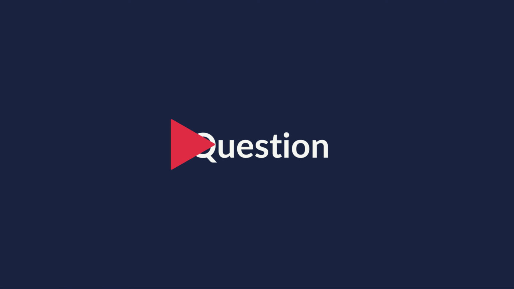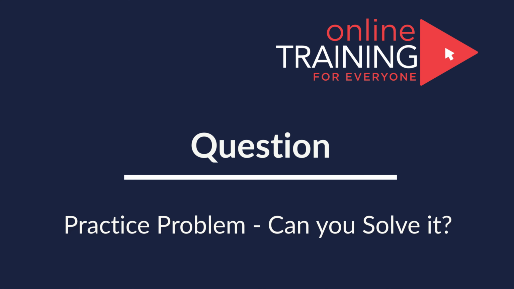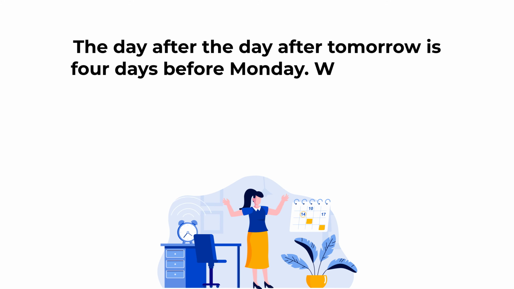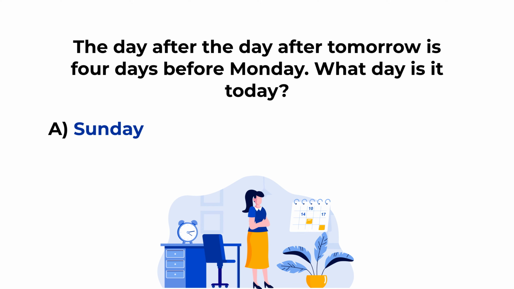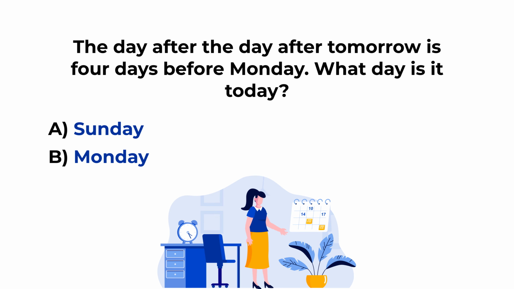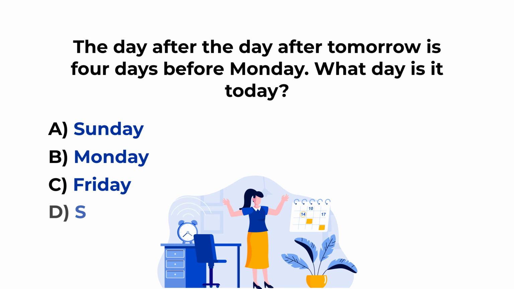Here's a practice problem for you. The day after tomorrow is 4 days before Monday. What day is it today? You have 4 different choices. Choice A, Sunday. Choice B, Monday. Choice C, Friday. Choice D, Saturday.